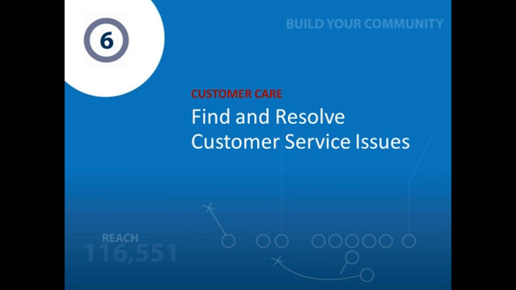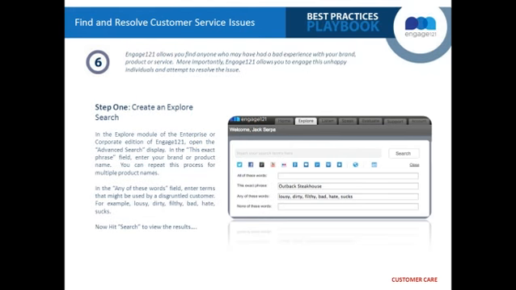I wanted to spend a little time taking you through a best practice which is available in our Best Practices Playbook. The Playbook is a series of best practices that can be executed inside Engage121 to help you improve your business. Today we're going to focus on finding and resolving customer service issues. As you're listening to this discussion, there are probably people somewhere in the social sphere expressing an opinion about your brand or your company's service. Sometimes, unfortunately, those aren't always glitteringly positive responses. So the first thing that we want to show you how to do is to find those situations so that you can address them and resolve them.